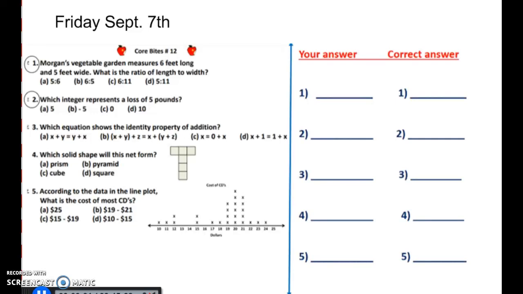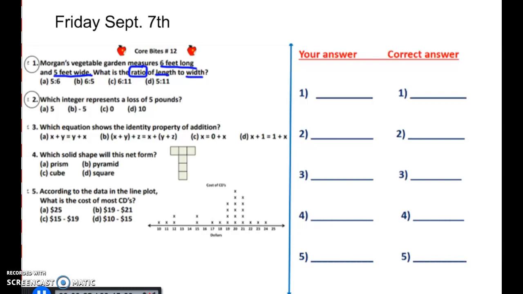Today's core bite is number 12, and you should know the routine by now. Number 1 says Morgan's vegetable garden measures 6 feet long and 5 feet wide. I want you to underline 6 feet long, 5 feet wide. So the length is 6 feet, the width is 5 feet. The question is, what is the ratio, or what is the comparison of the length to the width?